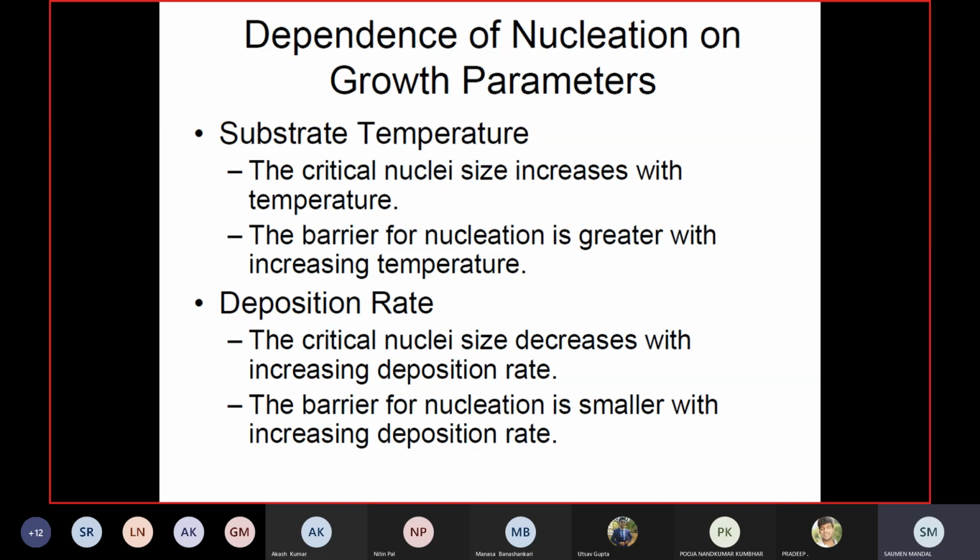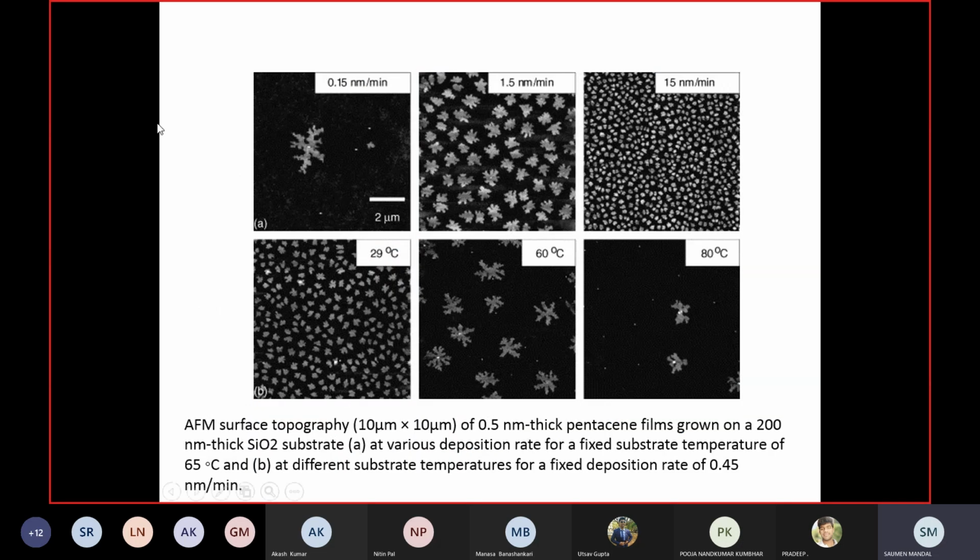So in the next slide, I think, yeah. This is a very important diagram. This is an atomic force microscopy surface topography of a 0.5 nanometer thick pentacene film. What is pentacene? It is a small molecule and it forms a crystalline structure. It is basically an organic material, but a small molecule that forms the crystal structure. The pentacene film is grown on a 200 nanometer thick SiO2 substrate.